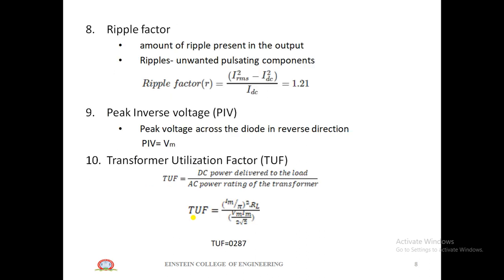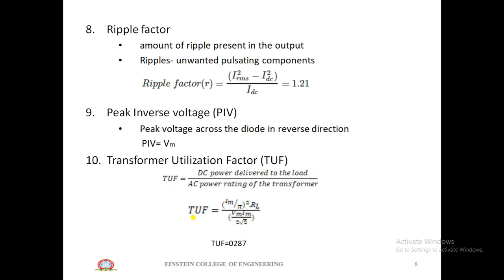Next is the ripple factor. Already we have seen ripples. Ripples are the unwanted pulsating component present in the output. So what does ripple factor mean? It is the amount of ripples present in the output. It can be found from the square root of IRMS square minus IDC square, divided by IDC. By simplifying this, we get 1.21 for the half wave rectifier.